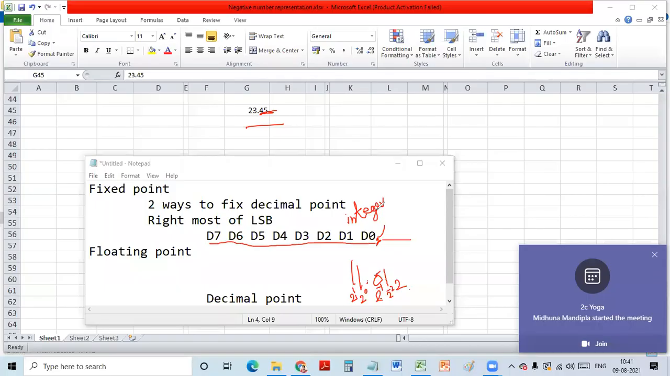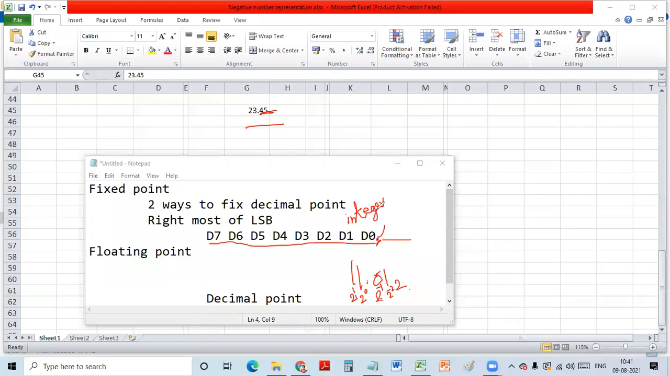Yes, ma'am. Okay, right. So the rightmost bit, the LSB. If my decimal point exists there, there are no bits on the right side of my decimal point. In this case, all the bits represent only an integer number. So this is what is called the first way of fixed point, which represents integers only.